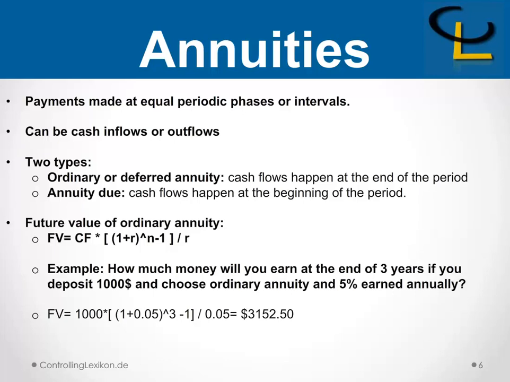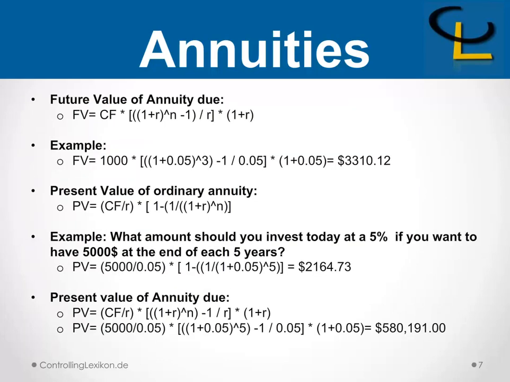We apply these numbers to the formula. Future value equals 1,000, between brackets 1 plus 5%, which is the interest rate, to the power of 3 because it's 3 years, minus 1. All of this divided by 5%, which is the interest rate, and we get $3,152.50.